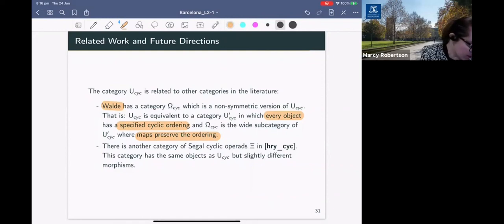There's another category for cyclic operads that we called C. This is with Phil and Donald. And this has just no involution and is a little bit harder to work with, but it has the same objects, just slightly different morphisms. So that's also around. And I don't know if there are other cyclic categories.